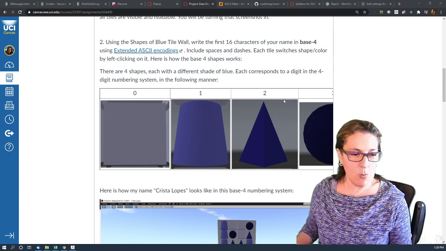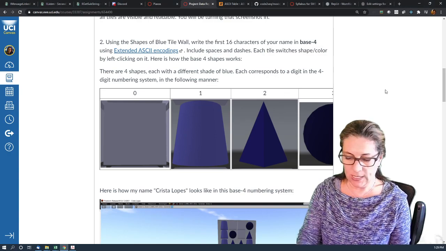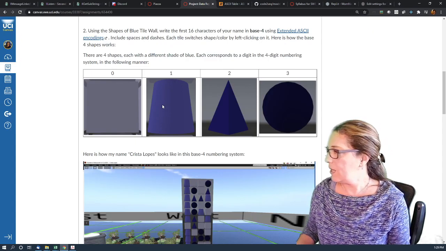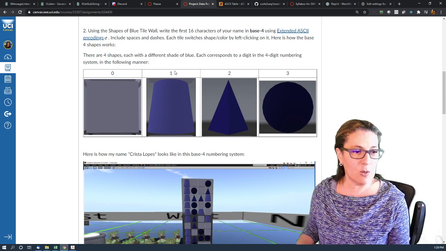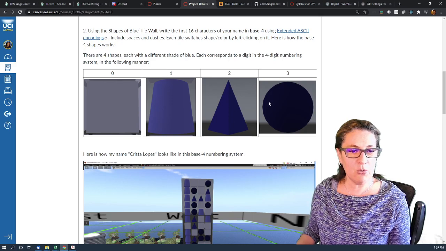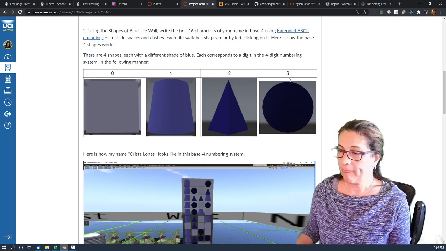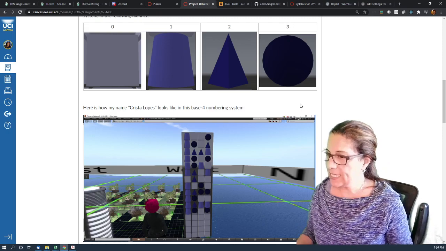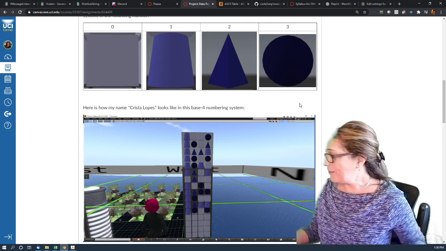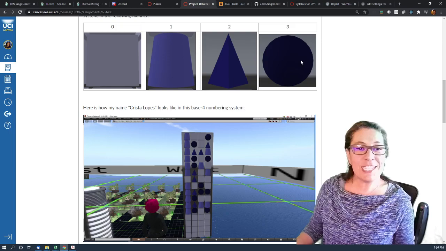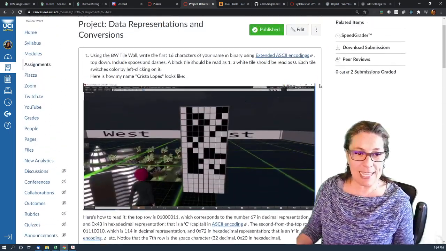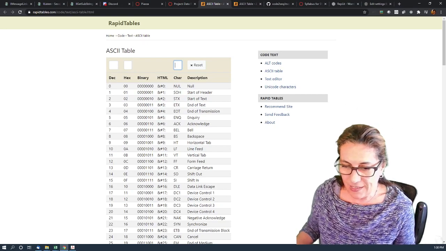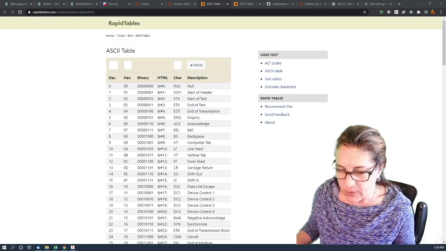And in the homework, I tell you which one is supposed to be which. So the square is supposed to be a 0, the lampshade is supposed to be a 1, the prism is supposed to be a 2, and the sphere is supposed to be a 3. Okay? And now the goal is to encode again your name, the first 16 characters of your name, using base 4. Okay? Now, base 4 is not something that you can find directly in this ASCII table because, as I said, base 4 is not very useful. It's not very used.